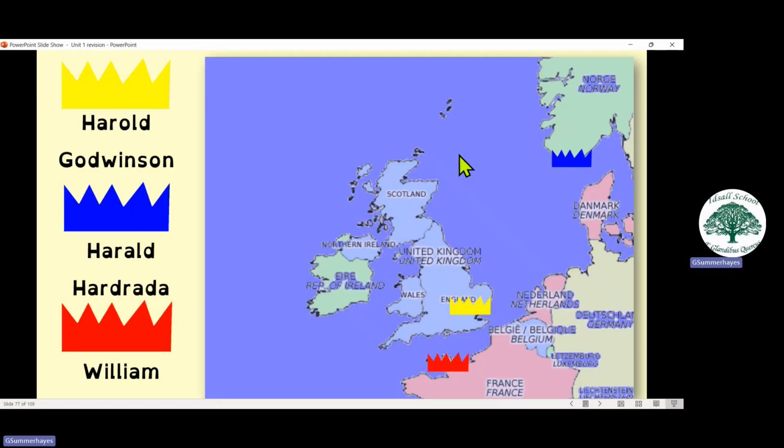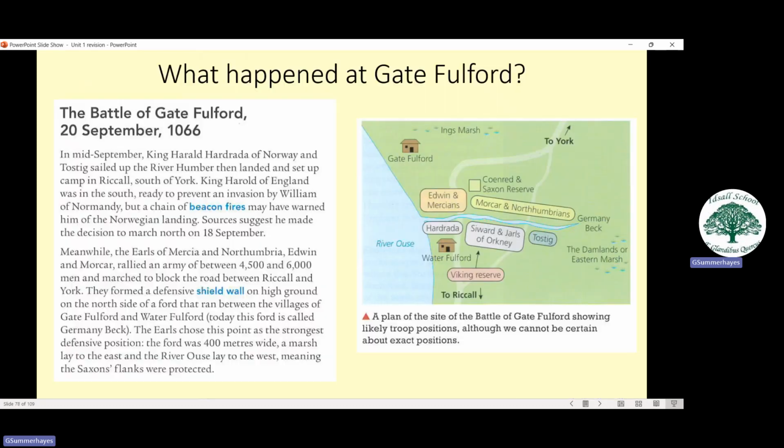And this is my map that I made of Harold Hardrada's Blue Crown sailing over, landing in Northumbria, and Harold Godwinson, who is the Yellow Crown, marching 180 miles up to meet him, at which point they'd already had a battle because the new Earl of Northumbria Morcar, who'd taken over from Tostig, and his brother Edwin of Mercia had tried to fight Harold Hardrada and they had lost.